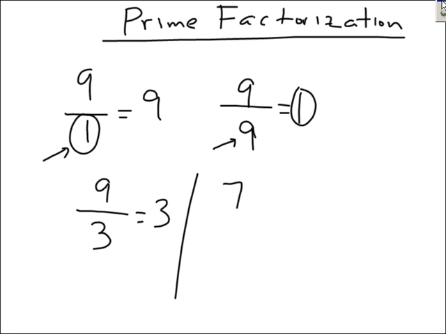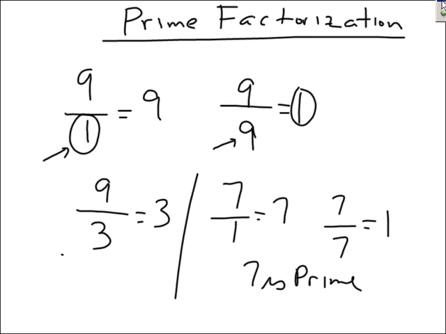But you know what? The only numbers that go into 7 are 1 and 7, the number itself. Nothing else goes into 7. 7 is prime. 9 is said to be not prime. It's called composite. But that's for the next video.